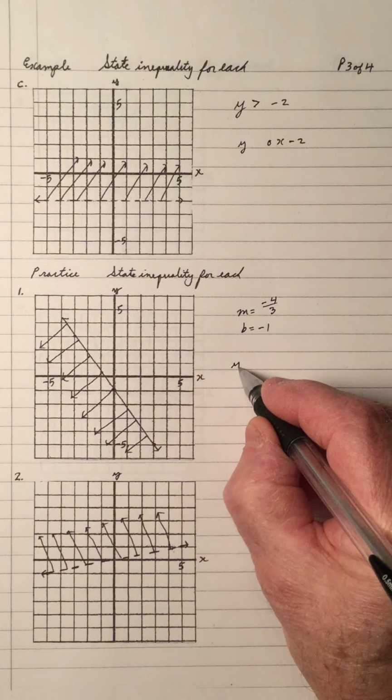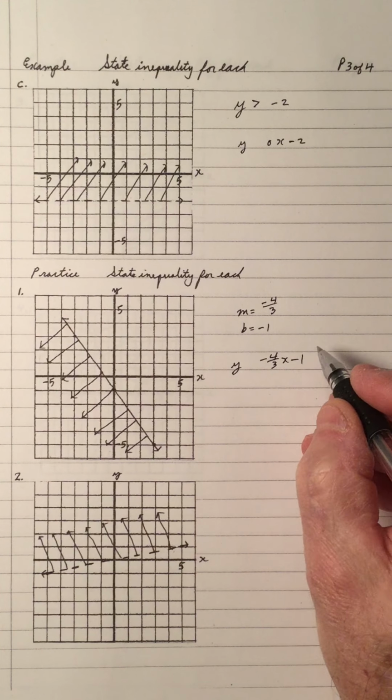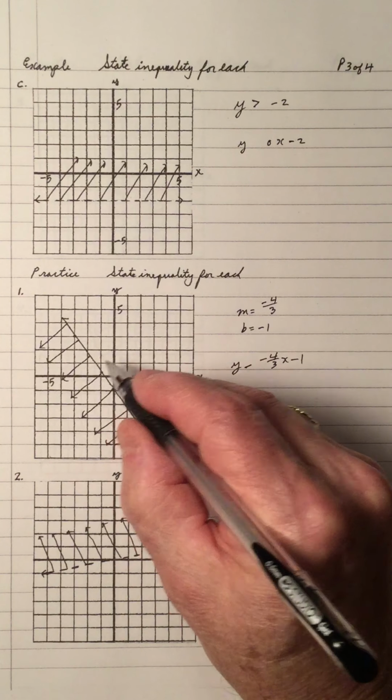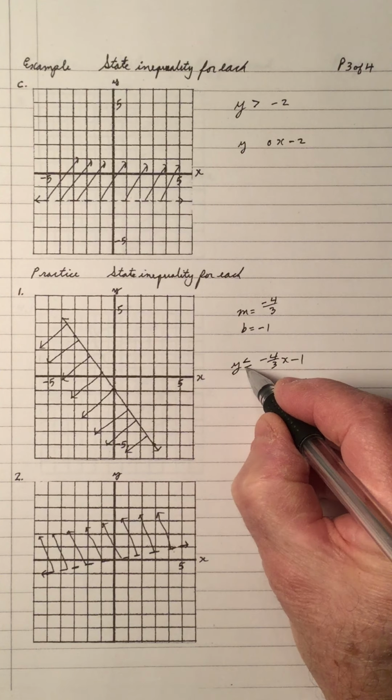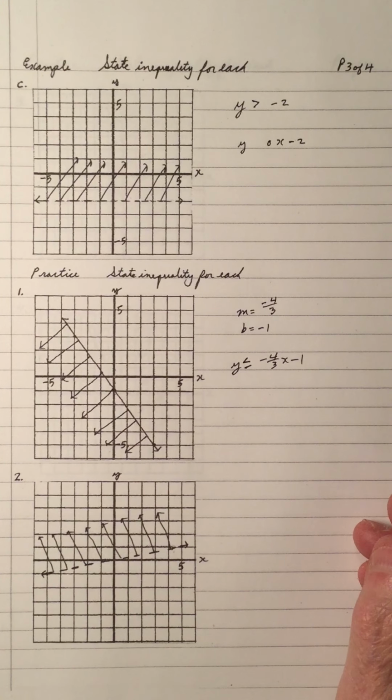And the boundary line is y equals negative 4 over 3x minus 1. The boundary line is solid, so it's an equal sign. And it's a less than, so it's less than or equal to. Less than is below the line.